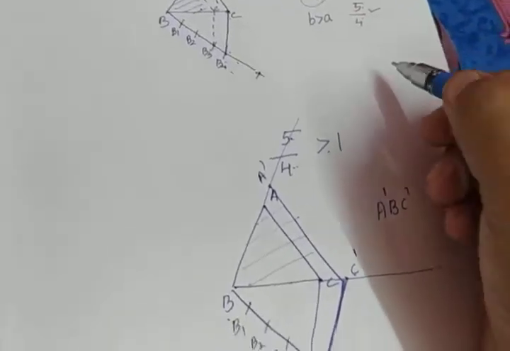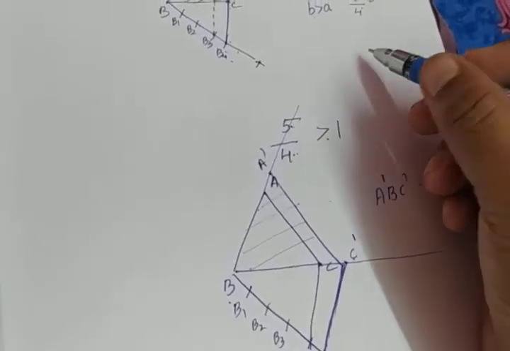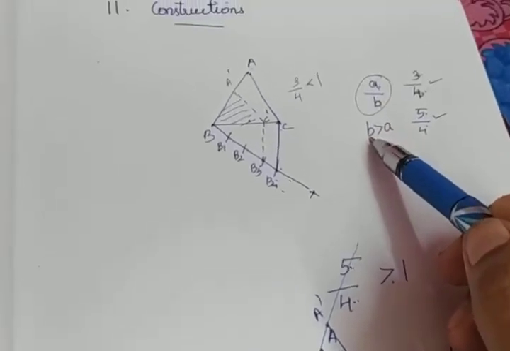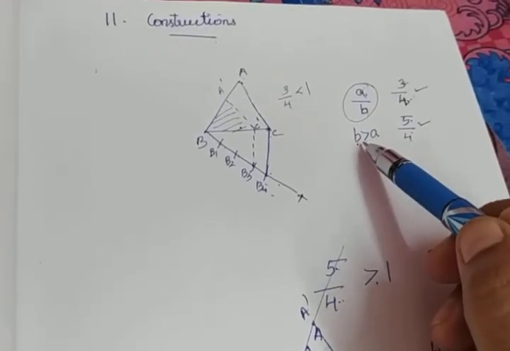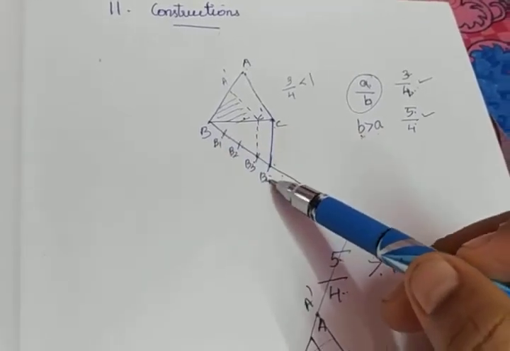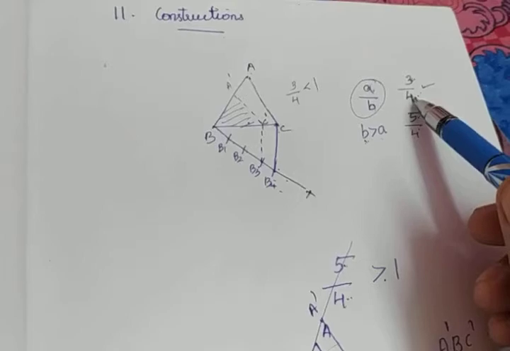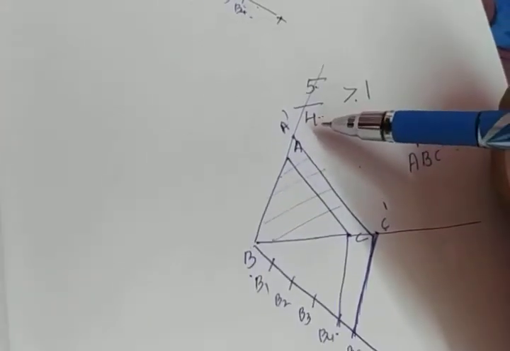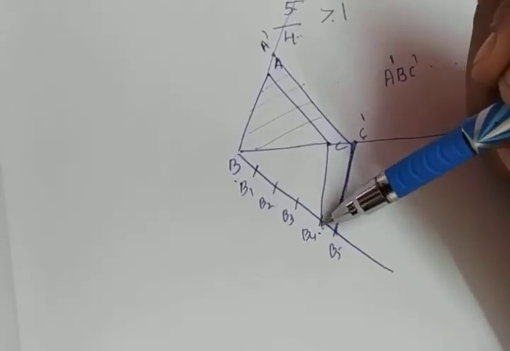So if the scale factor is given, whether it is less than 1 or greater than 1, take out the number which is the greater of the given two, numerator and denominator. Check out for the greater number. That many points you have to mark. Of the denominator, if it is 4, join the fourth point with the C. Here also it was 4, so I joined the fourth point with the C.